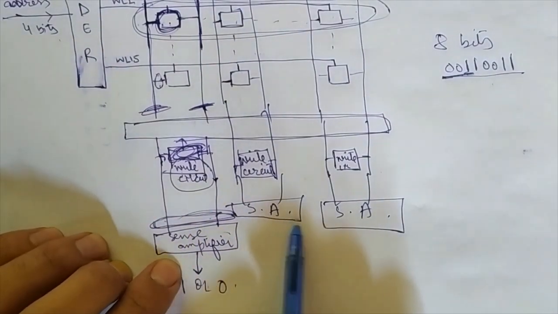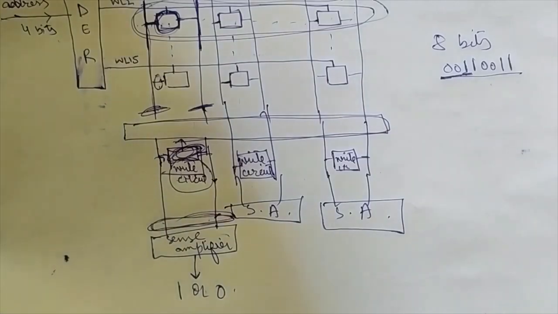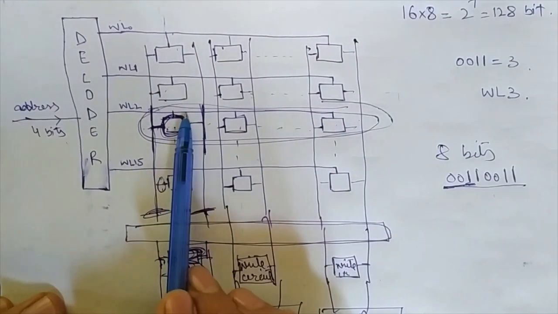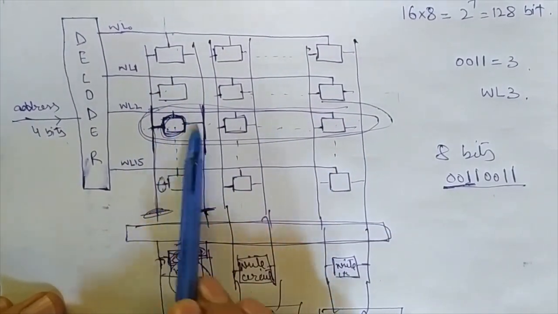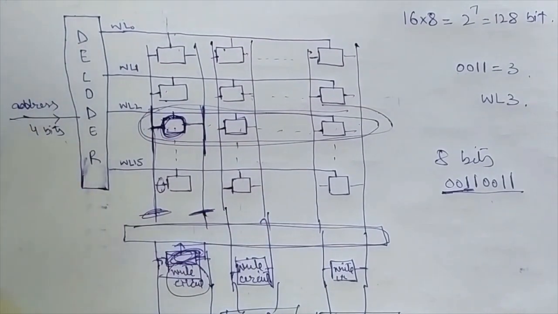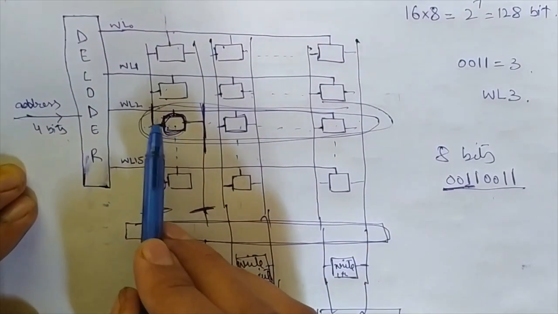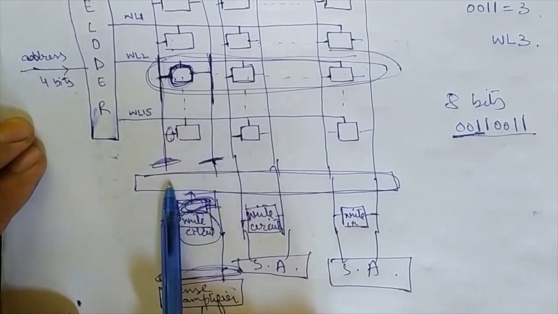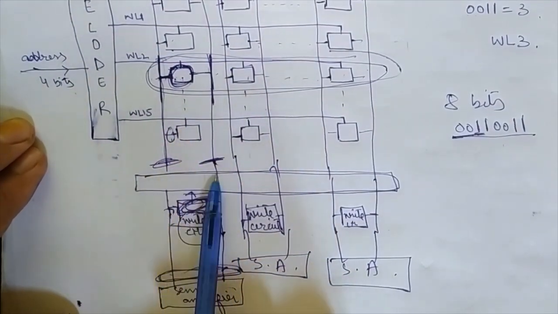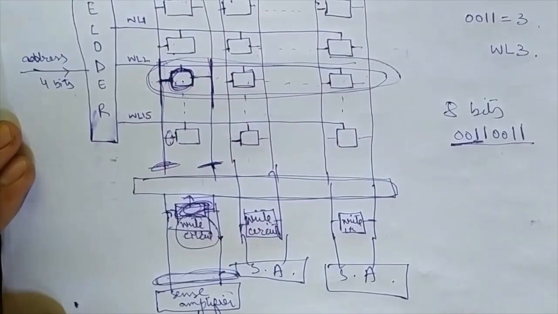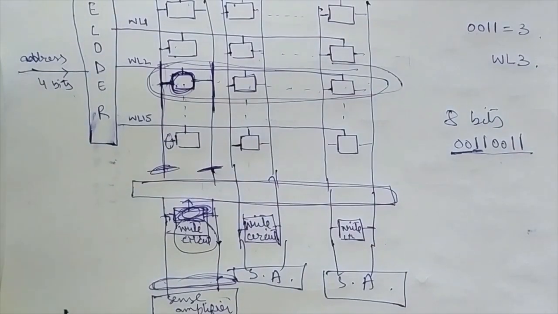The use of these sense amplifiers is at the time of reading data. When we want to read data, we first activate that particular word line. The voltage stored in this particular SRAM cell gets onto these bit lines, and the sense amplifier senses the difference between these two bit lines. Based on the difference, it can determine what type of voltage is stored in this SRAM cell, whether we have stored 1 or 0.